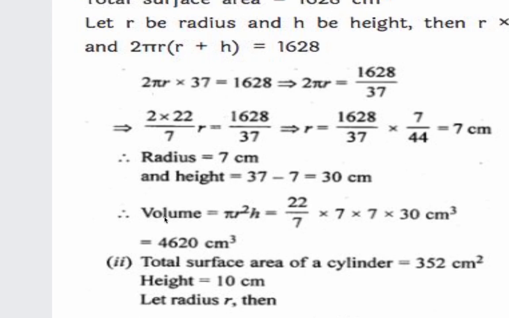What's the formula for volume? Volume of a cylinder is pi r squared h. Pi is 22 upon 7, r is 7, so 7 into 7, and h is 30 centimeter. Volume is always expressed in cubic units, so centimeter cube. On calculating we get 4620 centimeter cube. That is the volume of that cylinder. Height we have already done. The second part of the question says the total surface area of the cylinder is 352.